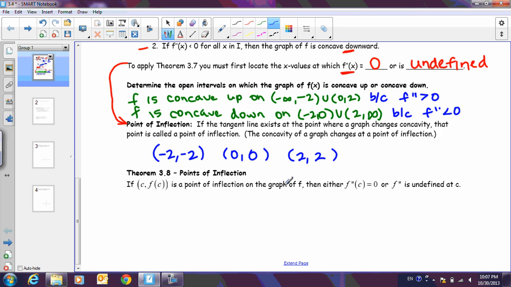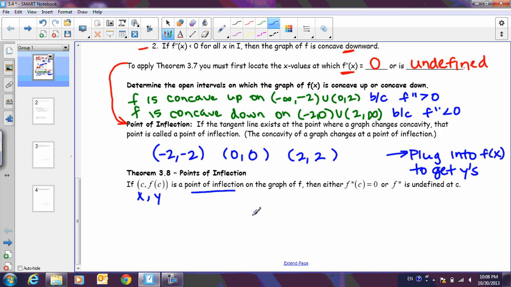It actually worked out kind of nice. But in the future, we're going to have to plug into f of x, the original equation, to get y's. Sometimes I'll just ask you for the x values. Most of the time, if I say the point of inflection, you need to list the x and y. So here we have this c and f of c. This is just an x and a y value.